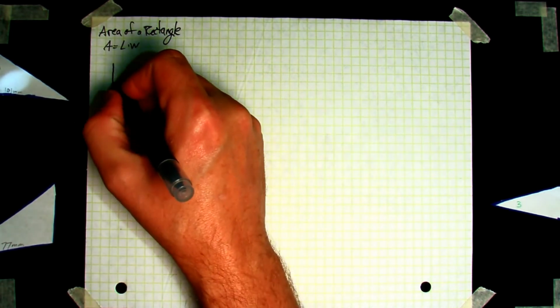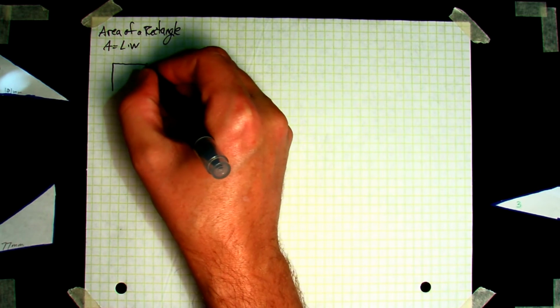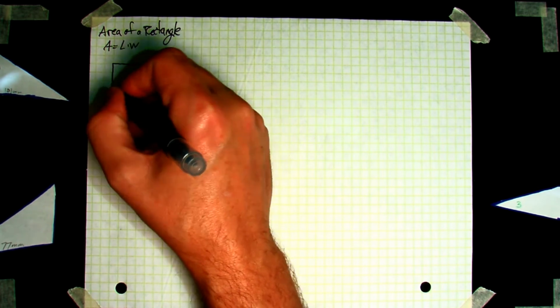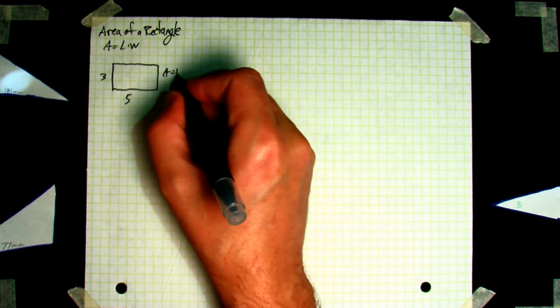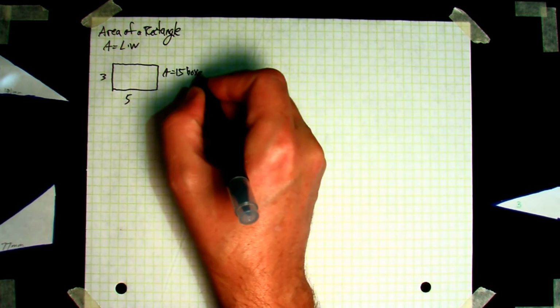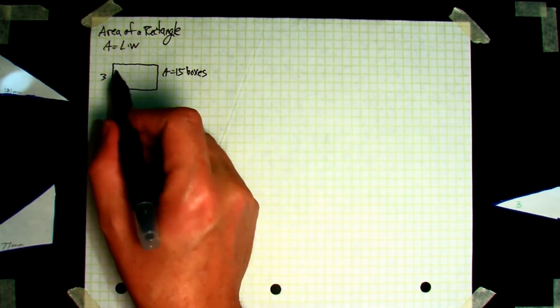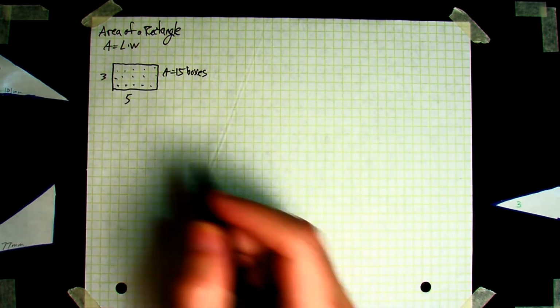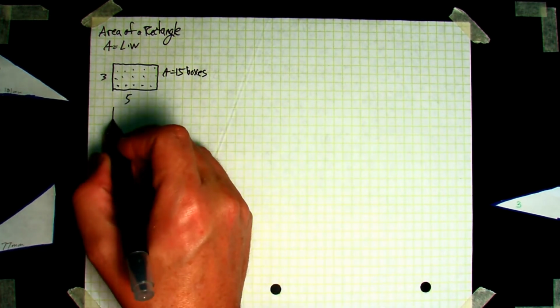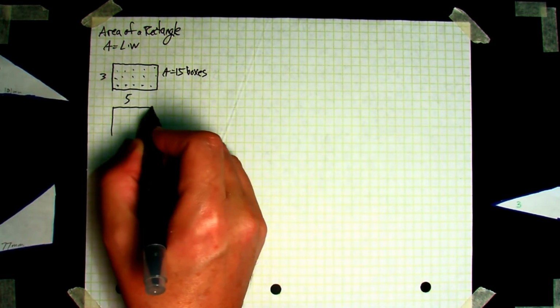So if I draw a rectangle, 3 by 5, I can draw it just like that. So this is 5 boxes, and that's 3 boxes. The area is a total of 15 boxes. And this is pretty obvious because you can actually count them up and see that there's 15 boxes. However, it works even with non-integer numbers.